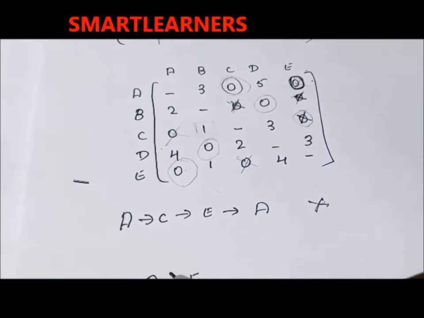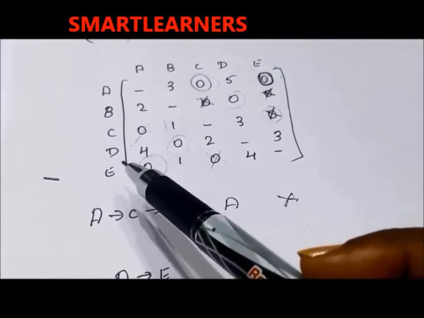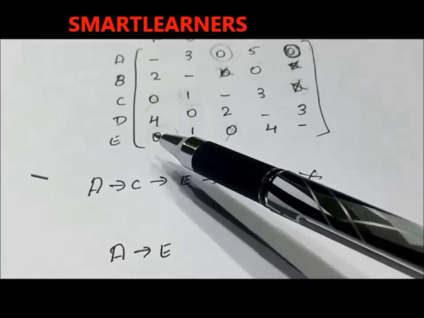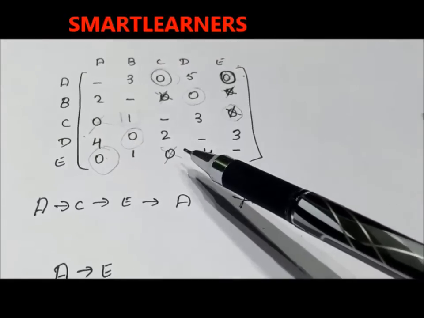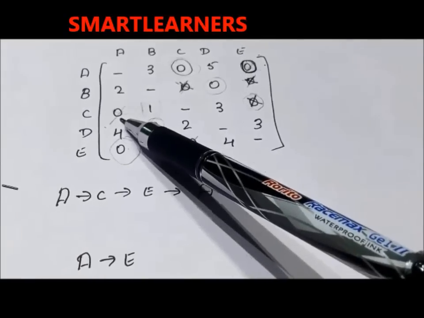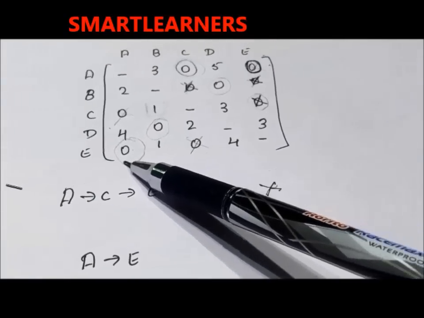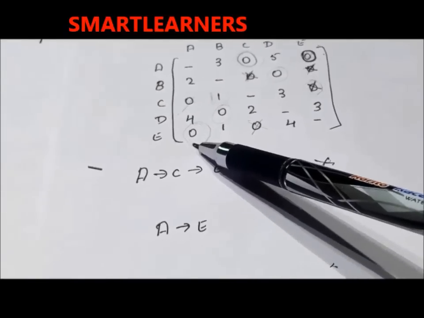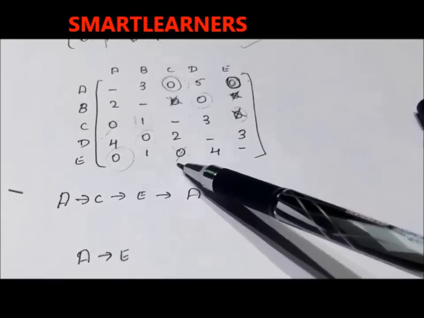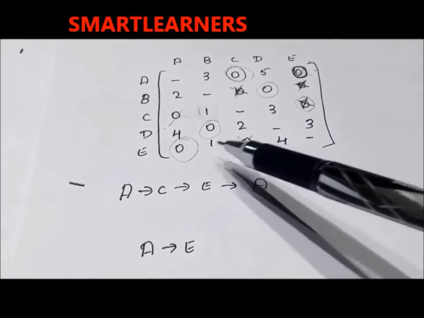Now coming to E, E has two options. What are the two options? Either A or C. So E has two options, that is A and one more is C. If you go back to C, again you're going to go to A, and if you're choosing A, again you're going to go to A. So what to do in such a condition? Instead of choosing this zero or this zero, if they are also not going to satisfy your condition, please go ahead and choose the next minimum element present in that particular matrix.